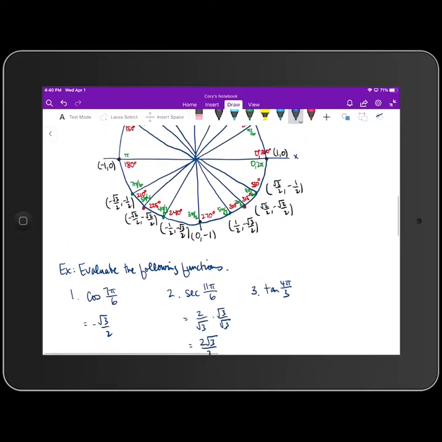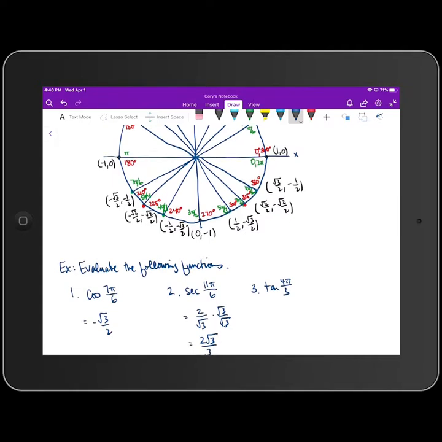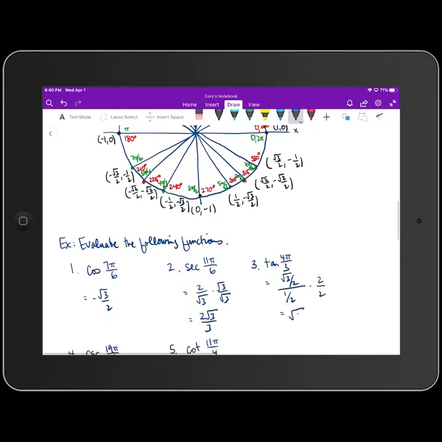Okay, the tangent of 4 pi over 3. So if we want to figure out the tangent of 4 pi over 3, we go over to 4 pi over 3, which is an angle in quadrant 3. And tangent is going to be y over x. So the y-coordinate at that point is negative rad 3 over 2, divided by the x-coordinate, which is negative 1/2. Since both the numerator and denominator are negative, we can make each of those factors positive. And then to simplify this expression, I can multiply the numerator and denominator by 2, which makes that become rad 3 over 1, which is rad 3.